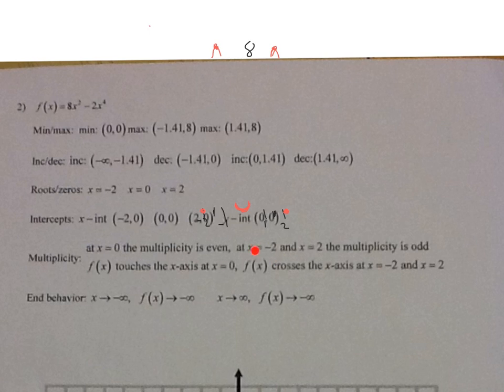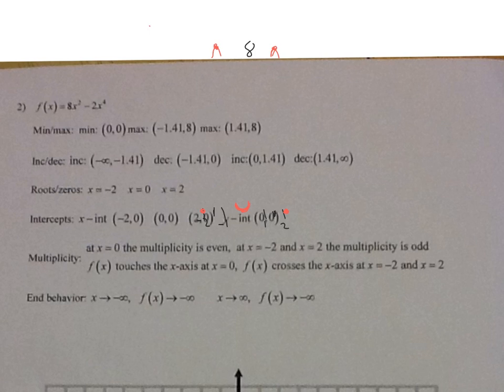So that means at 0, since the multiplicity is even, it's bouncing off. It's tangent to the x-axis. That's why I have that min there. And at negative 2 and 2, my multiplicity is odd. That means it's going to cross the x-axis at 2 and negative 2. And I also have my y-intercept at 0, 0.